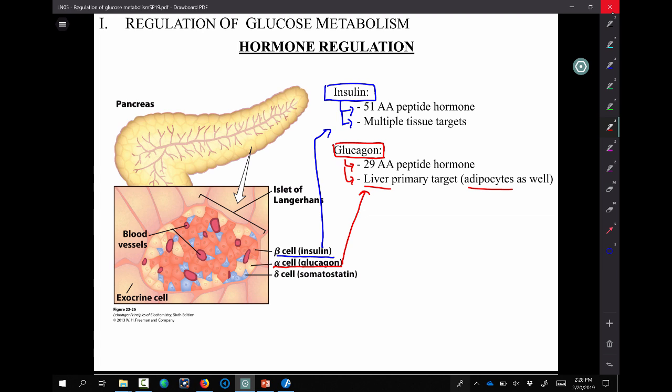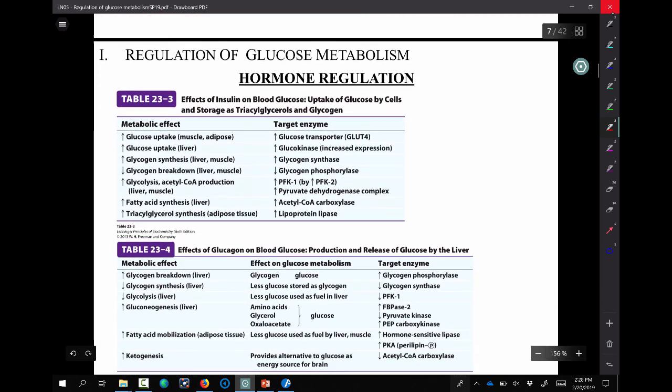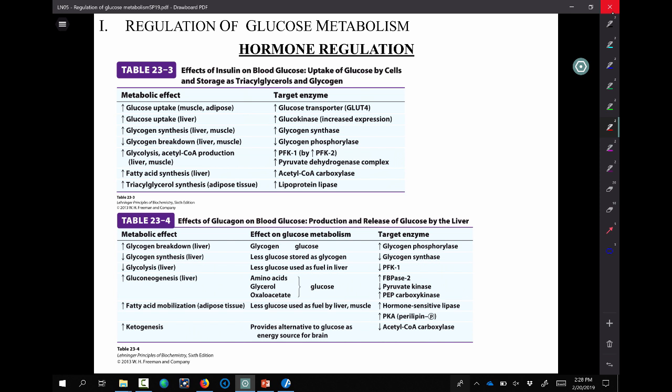Now, in terms of their overall effect here, and these are summary slides of what insulin and what glucagon can do. I certainly don't think I would want you to memorize this. We're going to cover some of these as we move forward. But they have really antagonistic effects on different tissue types. So let me go ahead and highlight this for you. Insulin, this table is about insulin. This table is about glucagon.